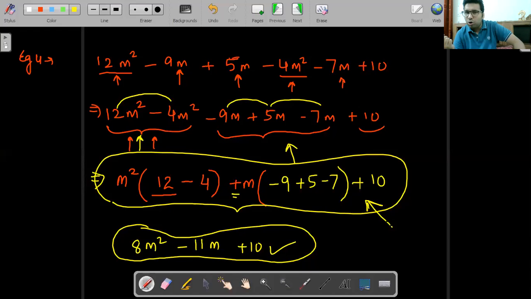I have added them all. No, but you can't add them all. Why you can't add them? Because this is m square, this is m, and there is no m at all. These three are unlike terms. You can't add them, and this statement is the simplified answer.